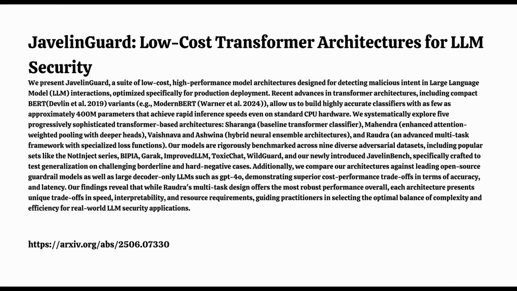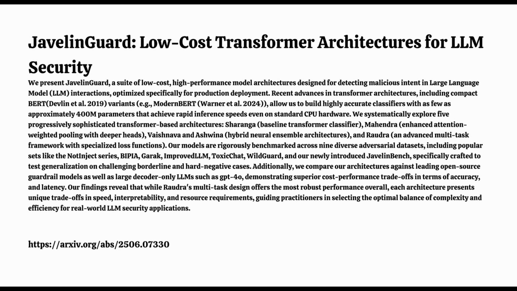How much faster? On their own JavelinBench dataset, Raudra 4.2 and Mahendra 1.1 had average inference latencies around 38 milliseconds. The Ashwina model, the hybrid XGBoost one, was even faster, averaging just 16 milliseconds. 16 milliseconds. Okay, and how did the large LLMs compare on that same benchmark, GPT-4o? The paper reports GPT-4o had an average latency of approximately 800 milliseconds on JavelinBench. 800 milliseconds versus, say, 38 or 16. Yeah, that makes the JavelinGuard models somewhere between 20 to 50 times faster. That is a massive difference for any real-time application.